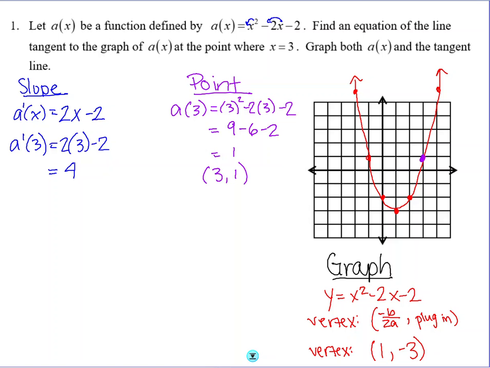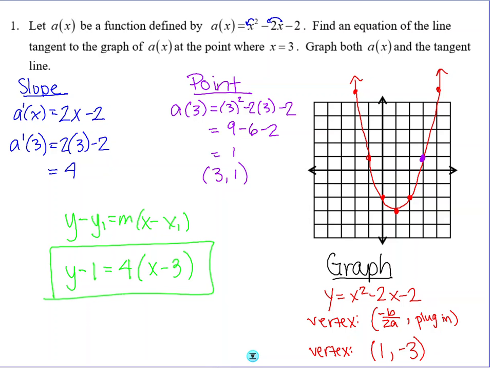Now I need to write the equation of my tangent line, and I'm going to use point-slope form. So I have y minus the y value of the point, which is 1, equals m, which is my slope, times x minus the x coordinate of my point. So this is the equation of the tangent line.